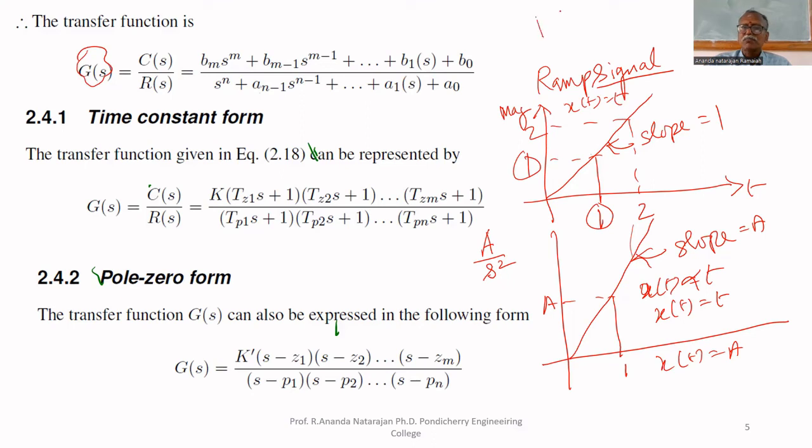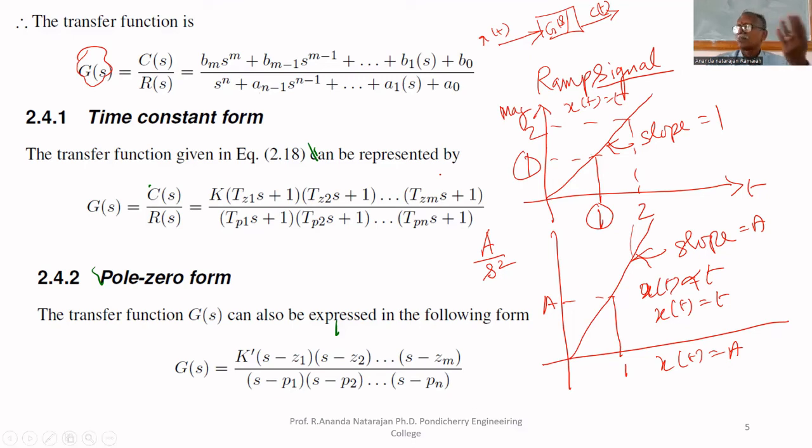Suppose I am having a system. This is the system G of S. I am representing the system by G of S. I am giving input R of T, and the system responded for that R of T as C of T. Output is C of T. Input is R of T.